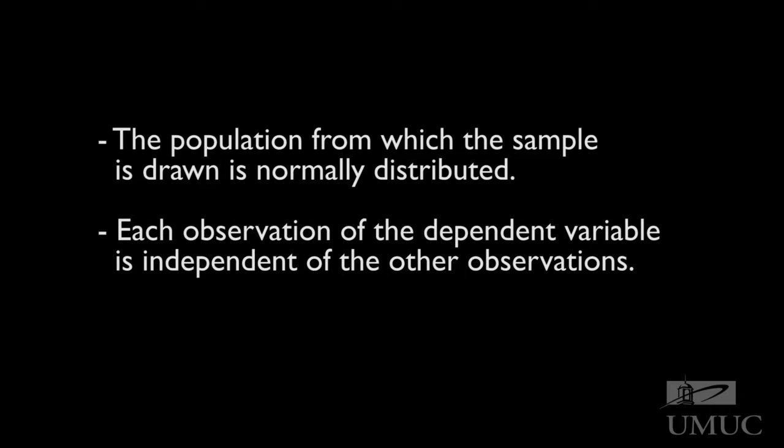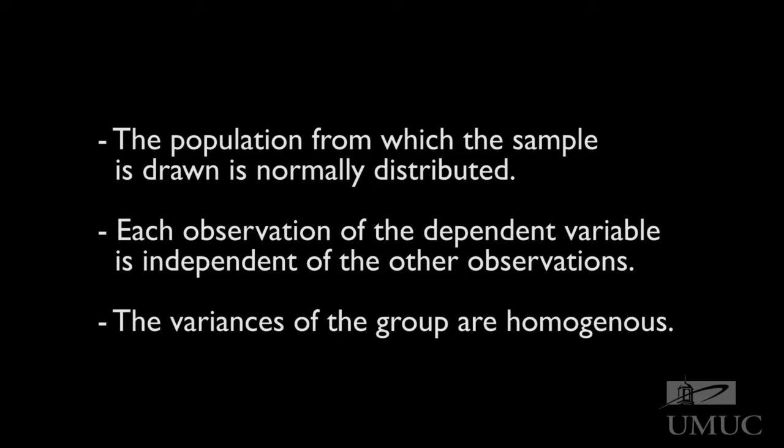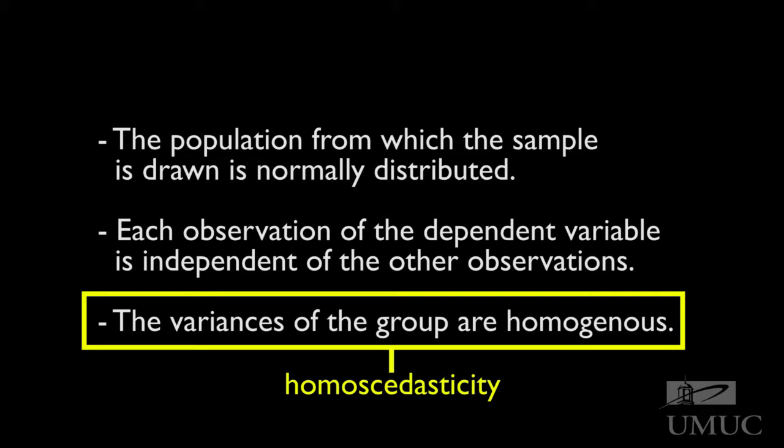One condition of ANOVA is that the dependent variable is measured on a continuous interval or ratio scale. Additionally, ANOVA can be used only when the following assumptions are met or nearly met. The population from which the sample is drawn is normally distributed. Each observation of the dependent variable is independent of other observations. The variances of the groups are homogeneous. This last condition is known as homoscedasticity, an ungainly word that you will see in discussions of ANOVA in the literature.